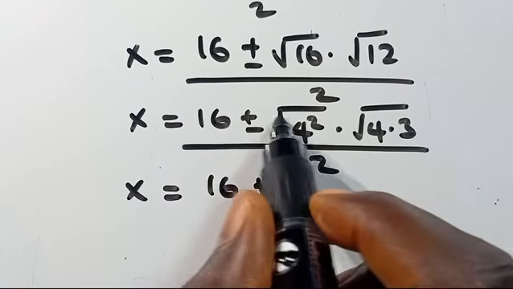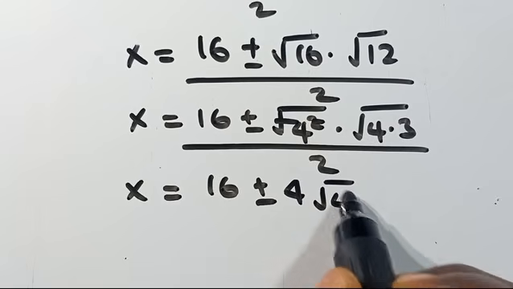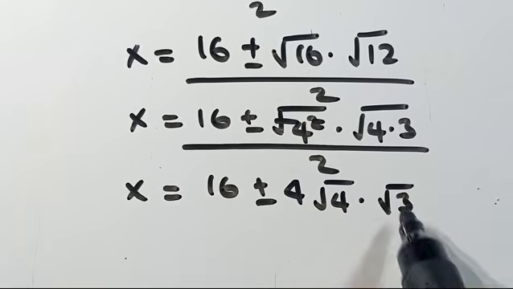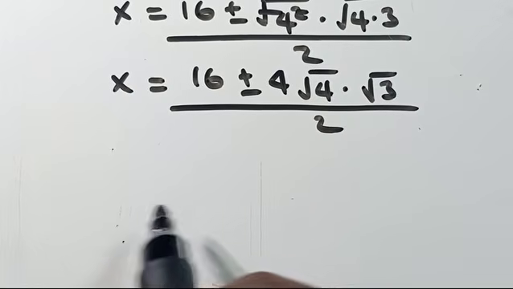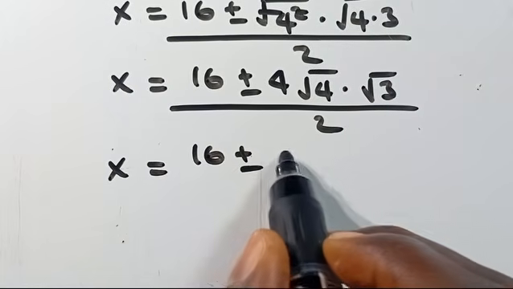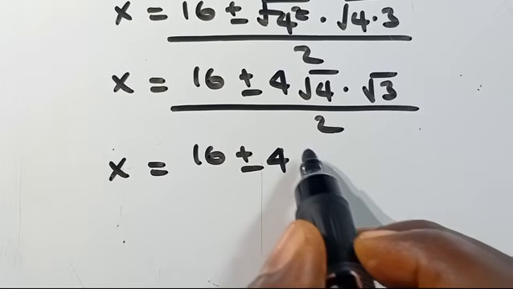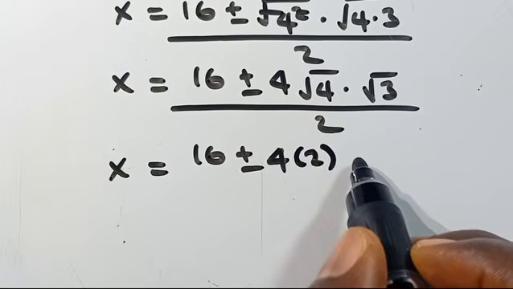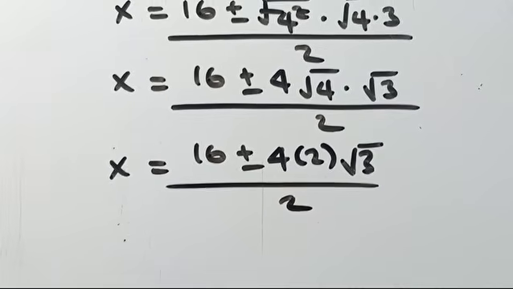16 positive or negative, 4 with 4 times root 3 over 2. We have x, 16 positive or negative. This is a perfect square. 2 times 2 multiplied by root 3 over 2.